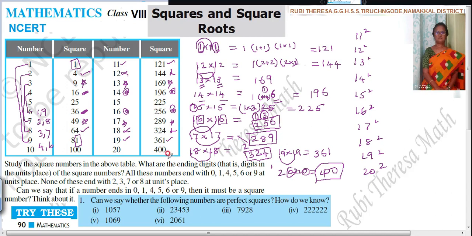While you are squaring 5, you know all these numbers, the unit place will be 5. So if you know this, very well you can write. Understand? So what is it? 121.